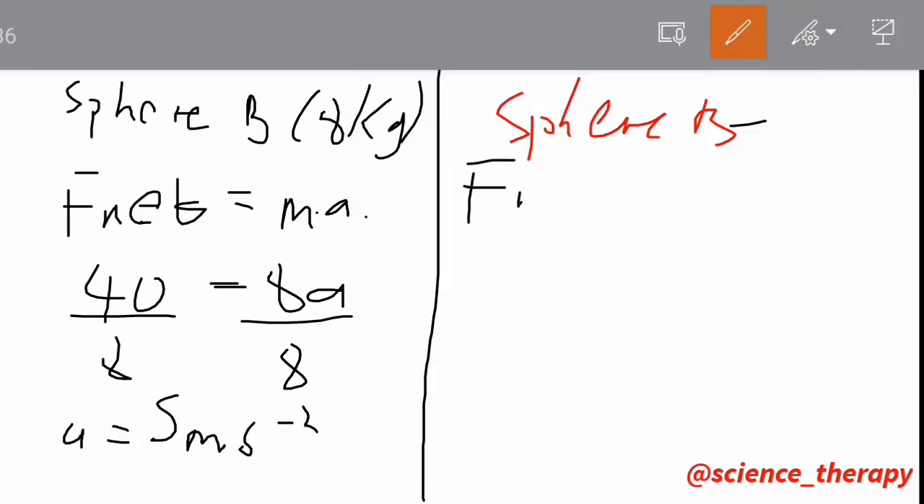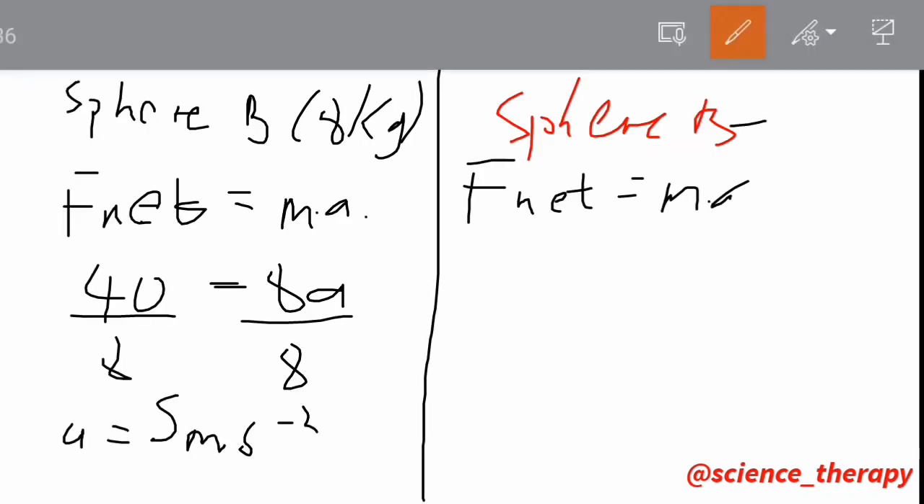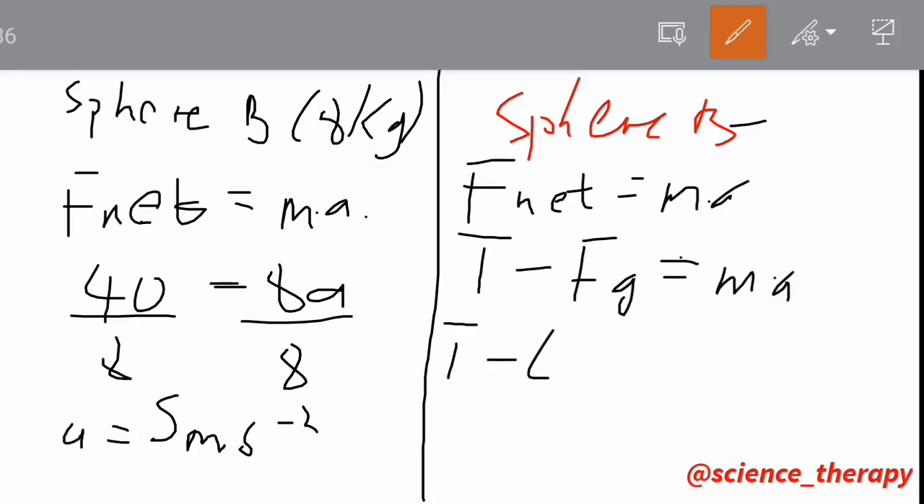So what do we have here? We have F net equals MA. But looking at our sphere B, we can see we have tension and Fg. So we can use that to calculate the tension because these two spheres are joined together by the tension force. Then T minus Fg is equal to MA, right? Now we have T, and the Fg is mass times the gravitational acceleration. So remember our mass is 8, then multiply that by 9.8.